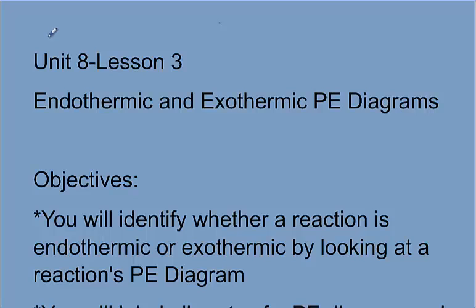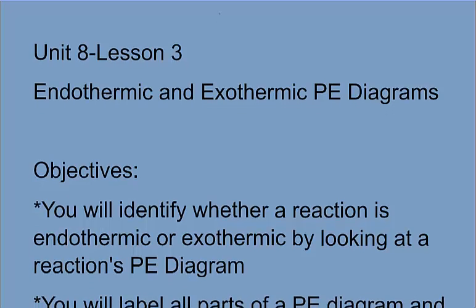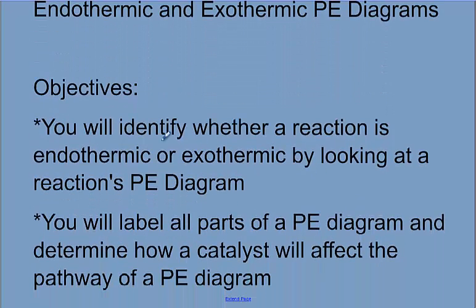Hi everyone, Lesson 3, Endothermic and Exothermic Potential Energy Diagrams. The objectives for this lesson will be to identify whether a reaction is endothermic or exothermic just by looking at the PE diagram. You will label all parts of the potential energy diagram and determine how a catalyst will affect the pathway of the actual diagram you're looking at.